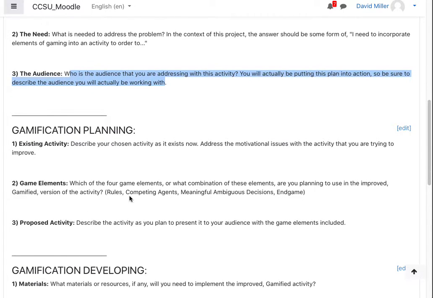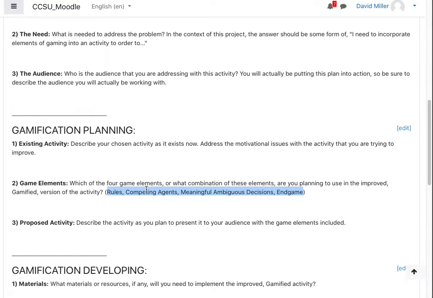And then the actual planning of what you're going to do. So describe the existing activity. As people do it right now, what is the process that they go through to do the activity? If you can address maybe why you think the activity is not very motivational as it stands, you can talk about that. Then in terms of the game elements, we have those major things of rules, competing agents, the ambiguous decisions, the end game. Which of those four do you see incorporating into your activity?